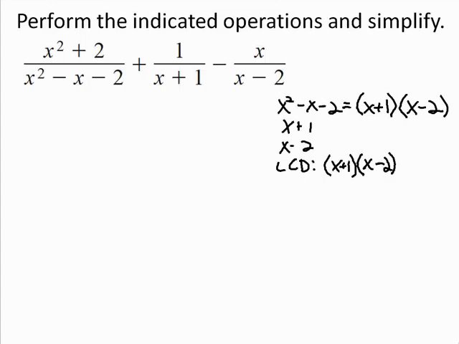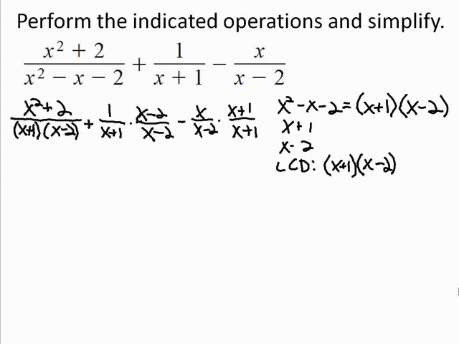The first fraction already has this as its denominator. For the second fraction to have this as its denominator, multiply it by x minus 2 divided by x minus 2. And for the third fraction to have this as its denominator, multiply it by x plus 1 divided by x plus 1. Multiply the numerators and denominators together for 1 divided by x plus 1 times x minus 2 divided by x minus 2, and negative x divided by x minus 2 times x plus 1 divided by x plus 1.